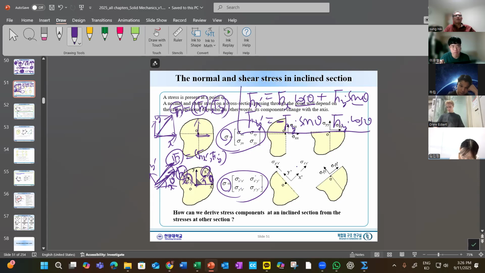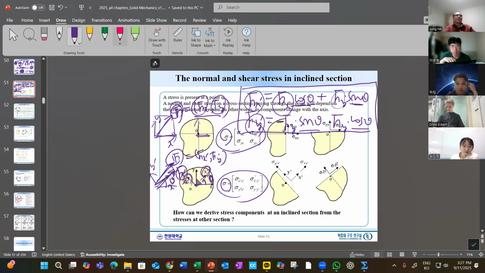This is the one we learned long time ago, even in high school, and this is called what? Vector transformation. But do not just remember that. The concept is that this F is the same, but in two different coordinates we have components Fx, Fy, or Fx prime and Fy prime. So this is how we calculate.